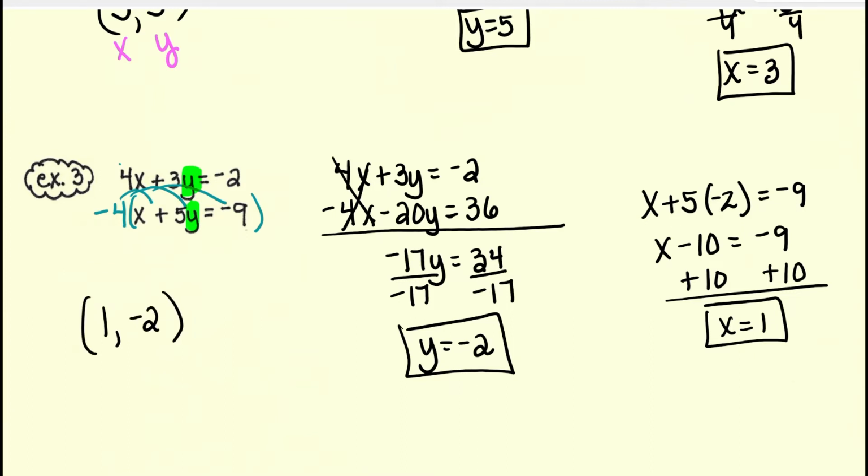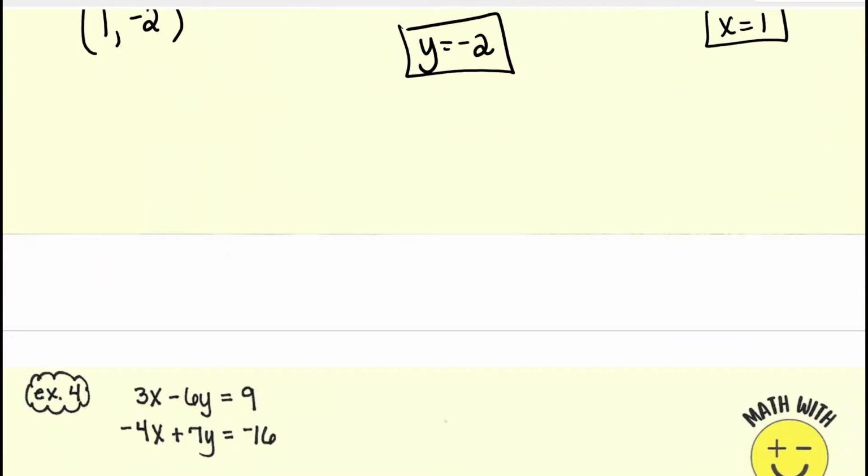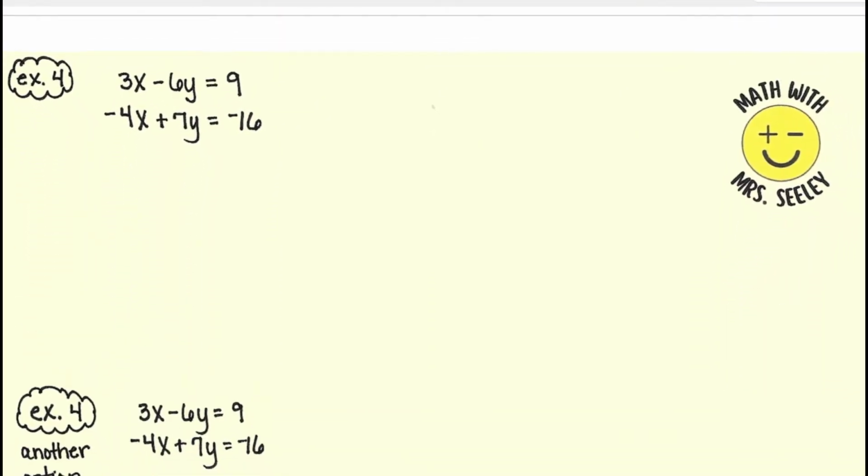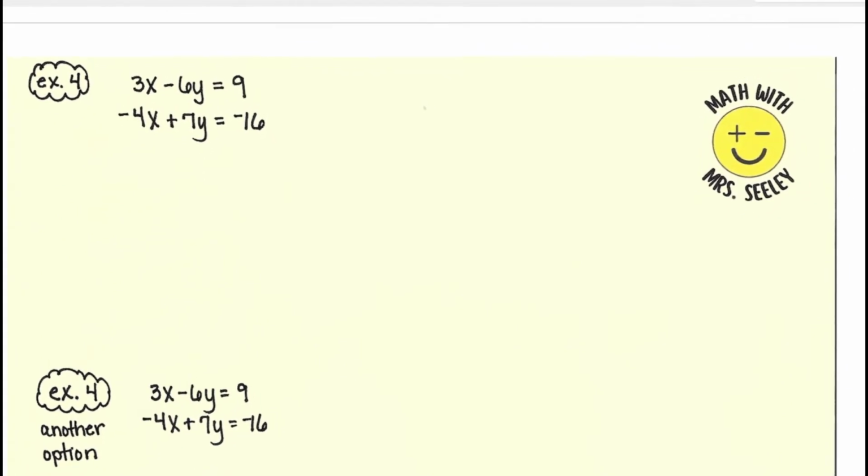Okay, let's take a look at the next one. In example 4, I want to eliminate one of those variables. And so here's what we need to do. We need to choose the x's or the y's. It does not matter which. I do notice that I have a positive and a negative, so my signs are good, but those numbers don't cancel out. So here's something you can do every time if you want to.